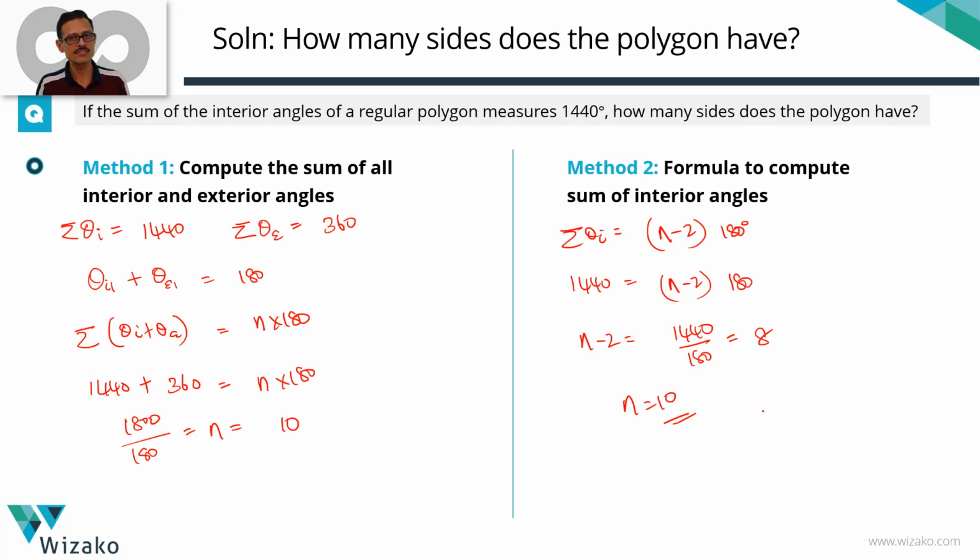So same answer, either which way you go. This formula is a derivative of method 1. So if you know the formula, if you can remember the formula, just apply it directly, get to the answer. Otherwise, derive it and get to the answer. Either way, as I mentioned, it's less than 45 seconds.